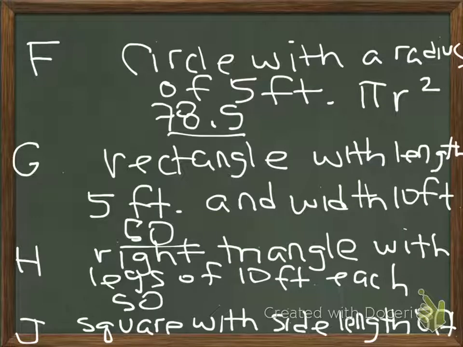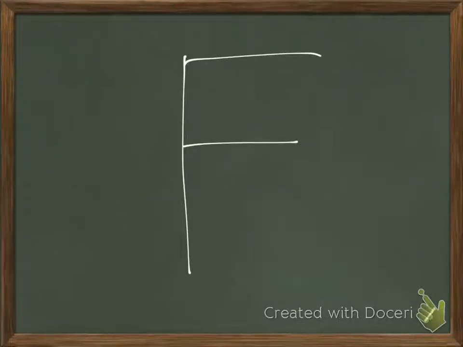So the part with the biggest area, and we can assume then the longest perimeter, is going to be F. F, the circle.